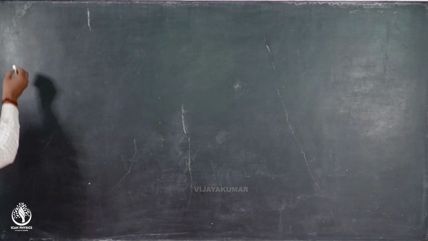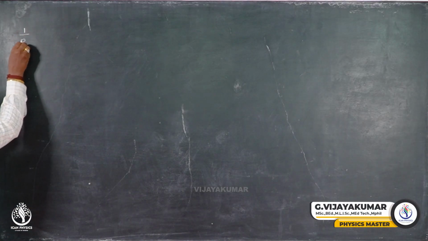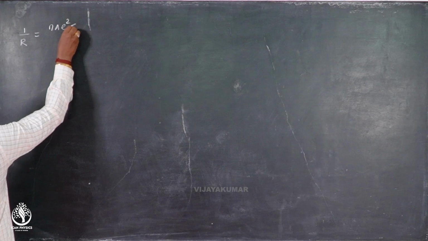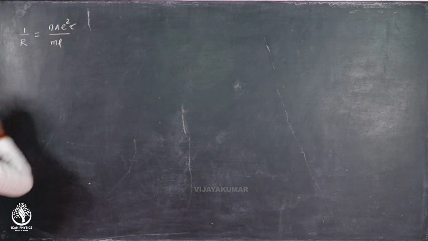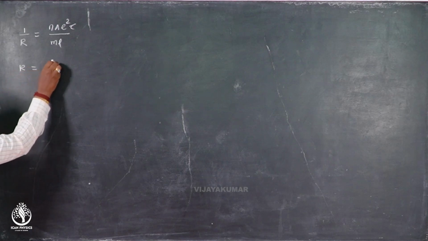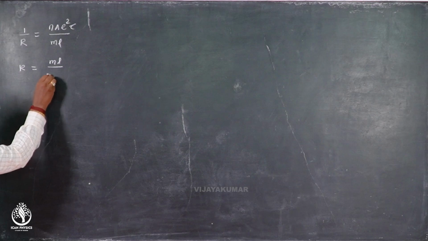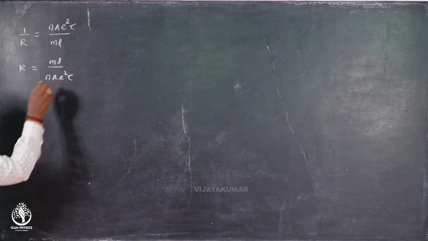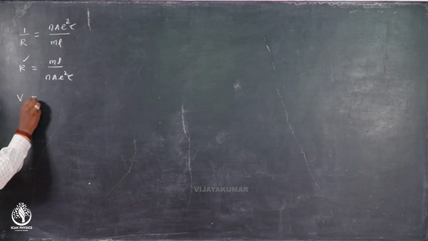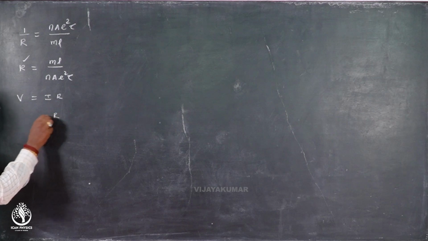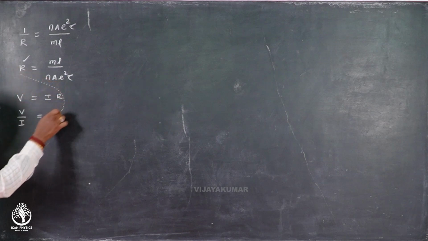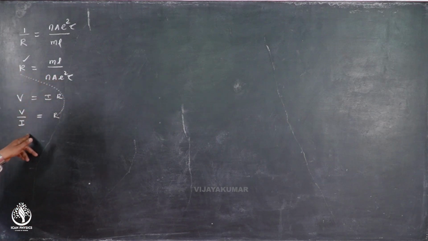So what we have studied is the reciprocal of resistance, that is n A e squared tau by m L. So the resistance R equals m L by n A e squared tau. This is the expression for resistance, but we also know that V equals I R, so R equals V by I. So both are expressions for resistance.